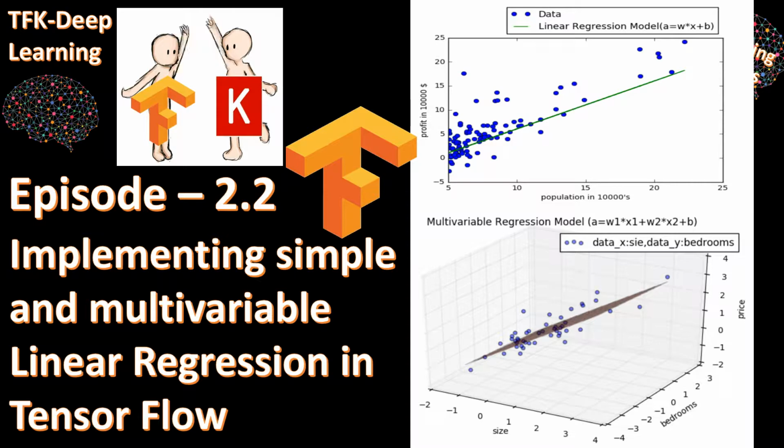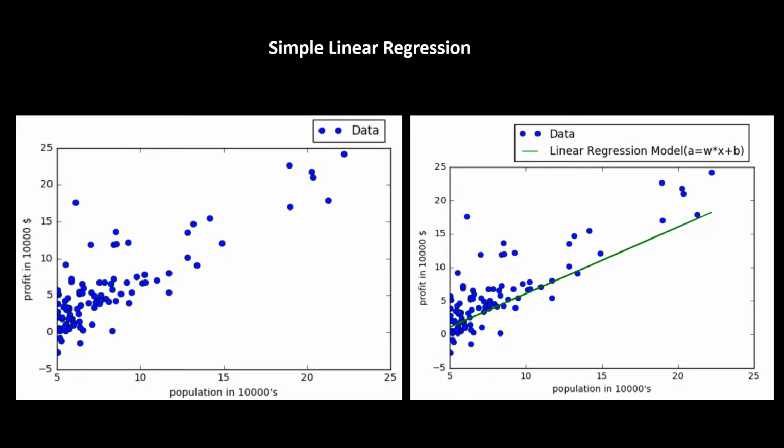Hello everyone, and welcome back to episode 2.2, where we'll be implementing simple and multivariable linear regression in TensorFlow. In simple linear regression, given a data set on the left, we'll try to predict a linear regression model, a straight line, as shown in the right diagram.